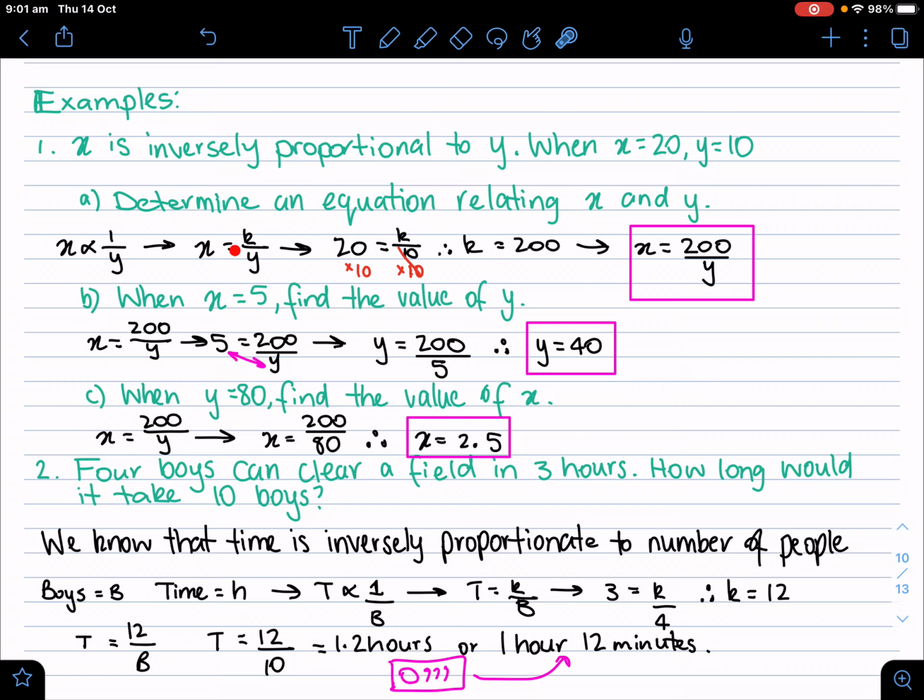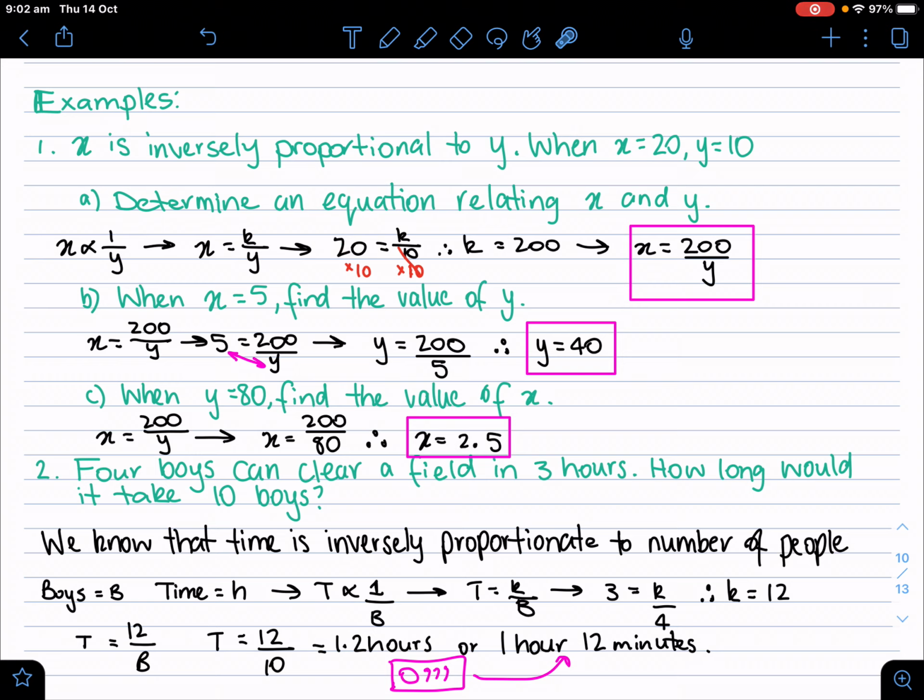Now, step number 3 was to sub in whatever you know from the question for x and y. Does it give it to me? Yes, it does. When x equals 20, y equals 10. So we just sub those in there. So x equals 20, y equals 10, I sub them in. The next step is to get k by itself by using equations. So this is k over 10. The opposite of k divided by 10 is to multiply by 10. So I multiply both sides by 10, and I get k equals 20 times 10, which is 200.